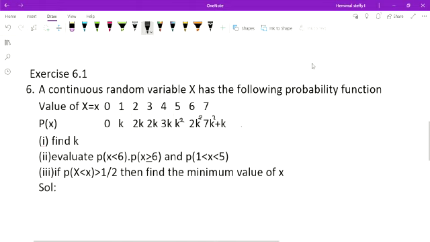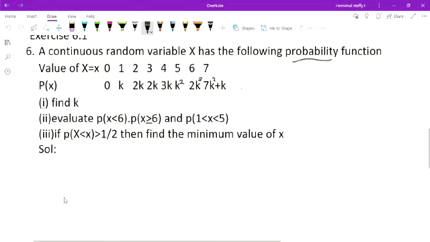You know what they have given, the probability function. What is the condition of the probability? Summation of p of xi, that means p of x, equal to 1. So I'm using this condition to find the k value. How? I add all the possible probability values.